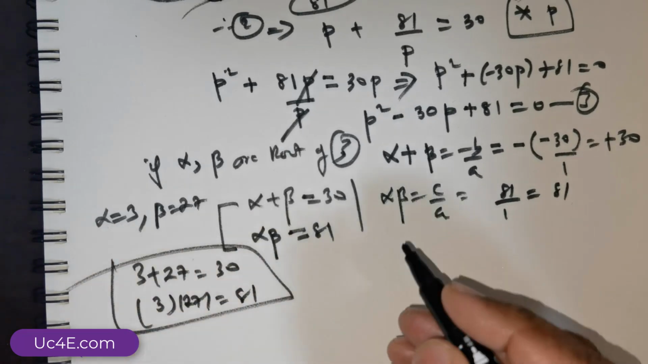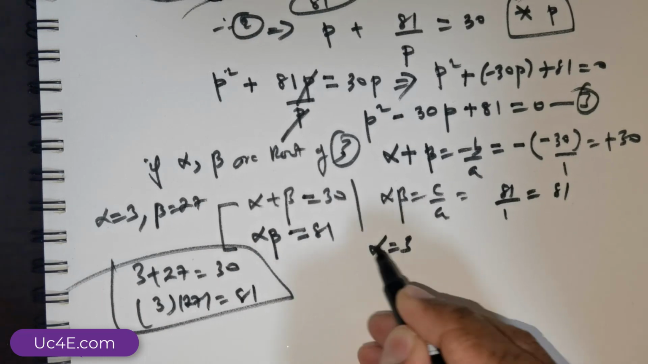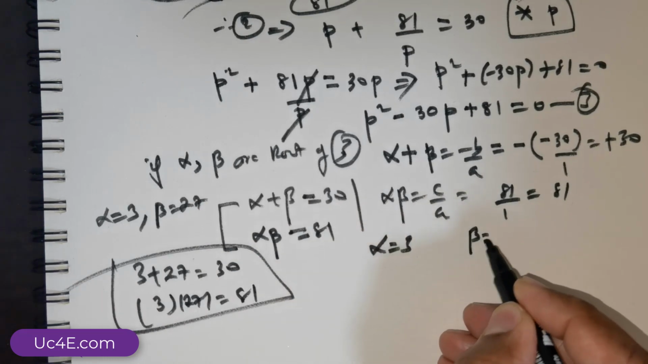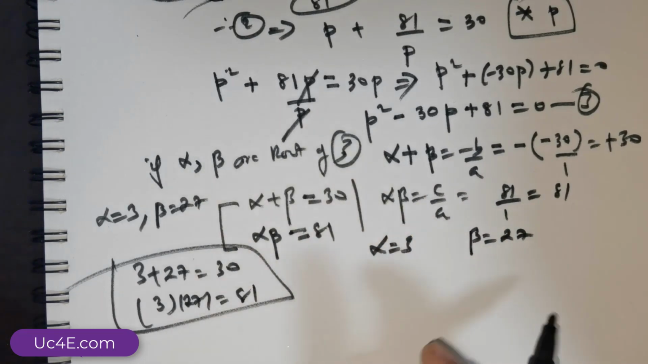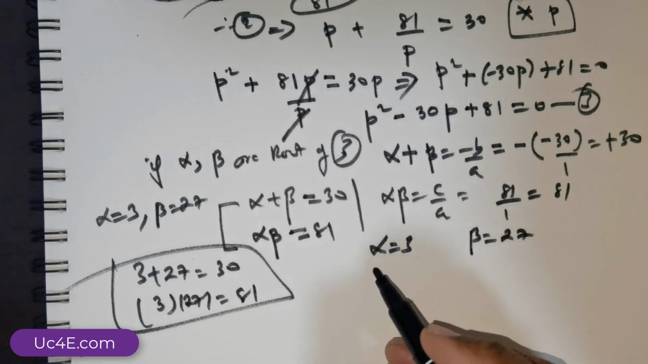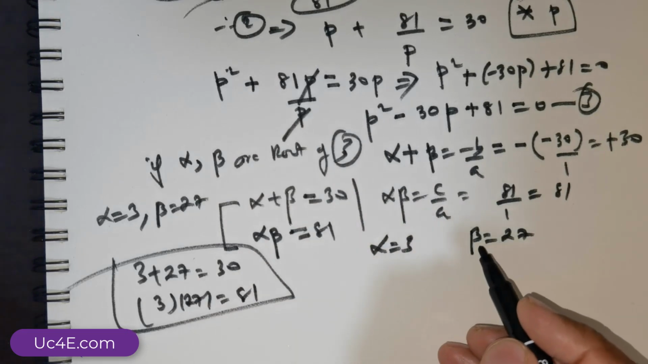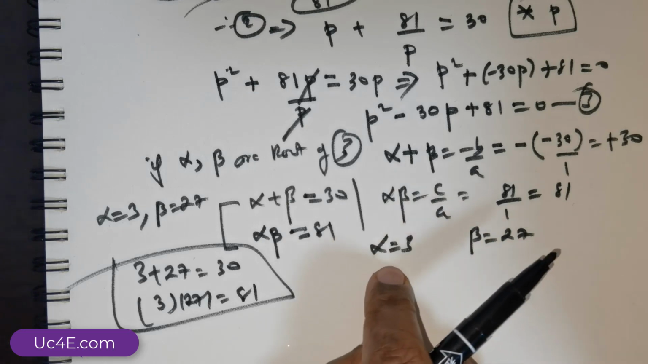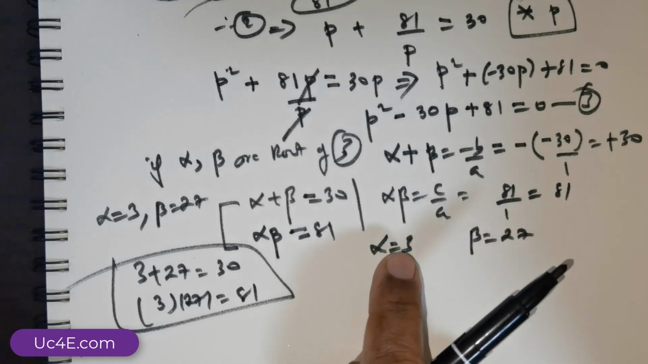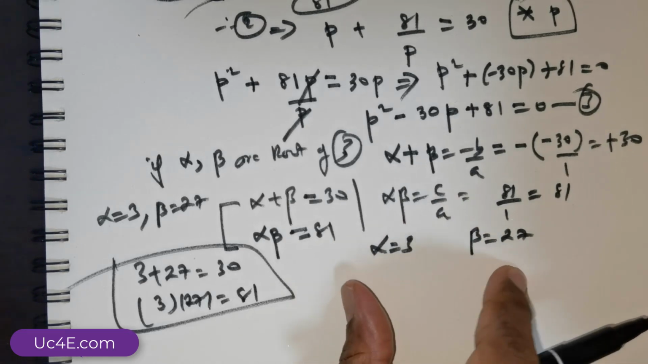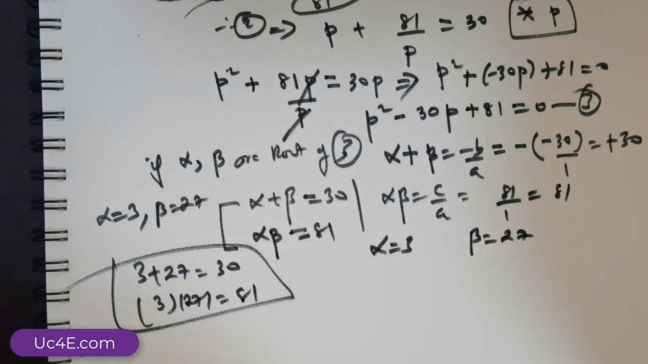So clearly you can see the roots are alpha equal to 3 and beta equal to 27. However, you can take alpha equal to 27 and beta equal to 3. It doesn't matter. Now this is what we have got here, right? From here the solution is straightforward.